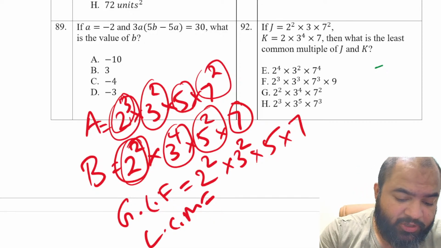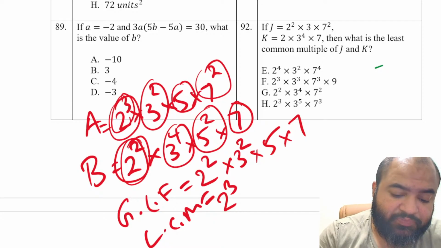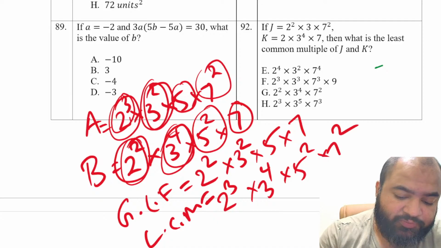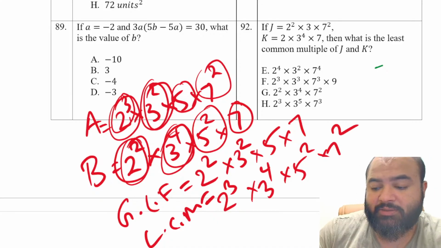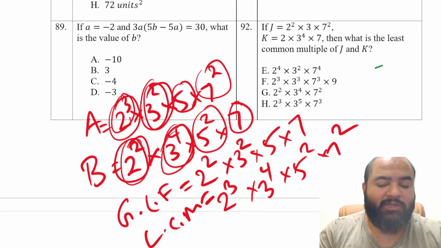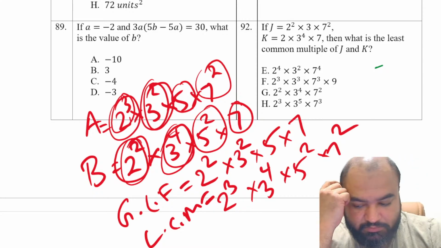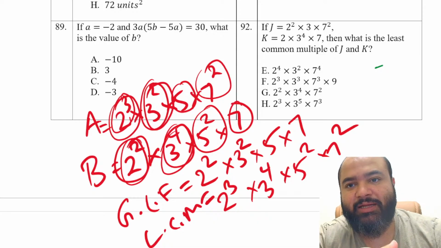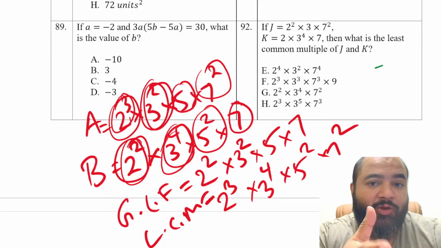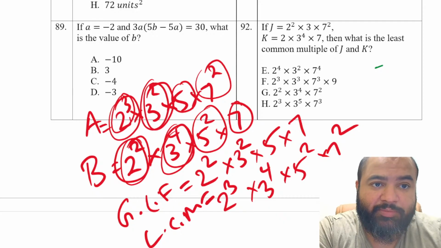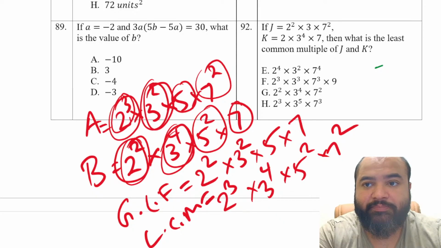So between 2 power 2 and 2 power 3, take 2 power 3. 3 power 2 and 3 power 4, take 3 power 4. And 5 power 2 and 7 power 2. You get it? So LCM takes the higher power and GCF takes the lower power. Done. Even though GCF says greatest, we take the lowest power. That's what the most common is, the lower one. Question?